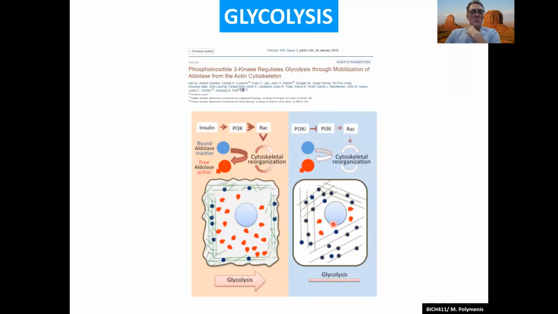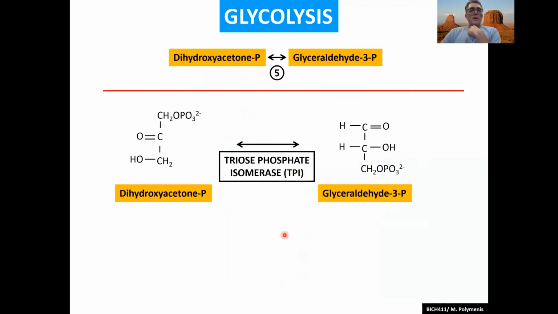Aldolase is an important enzyme to regulate glycolysis. In fact, in some neurons, I believe, aldolase sits on the cytoskeleton and can be locally activated at that point and activate glycolysis overall and provide the ATP necessary for cellular function. Okay, so that's about aldolase.